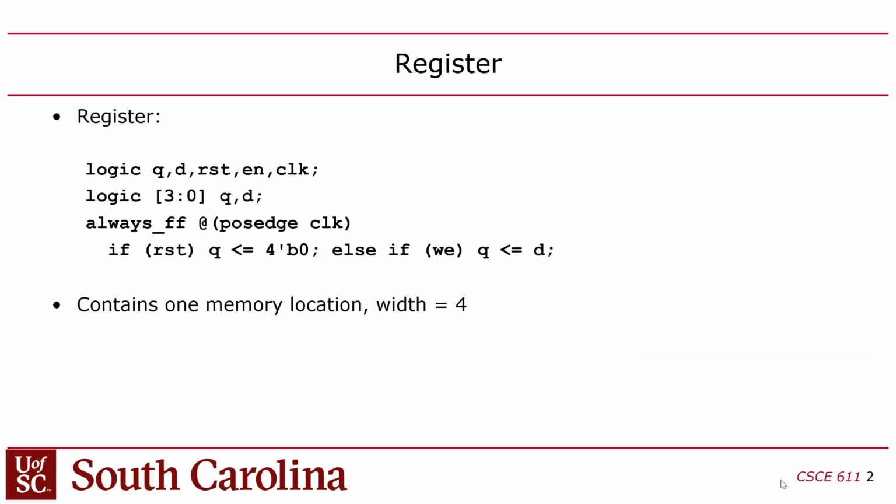Okay, so we're jumping back to RISC-V. And the last thing I covered last week was memory using an always statement in System Verilog. I wanted to demo that, and I didn't get a chance, so I think today is a good time to do that. So for example, we can build a register.